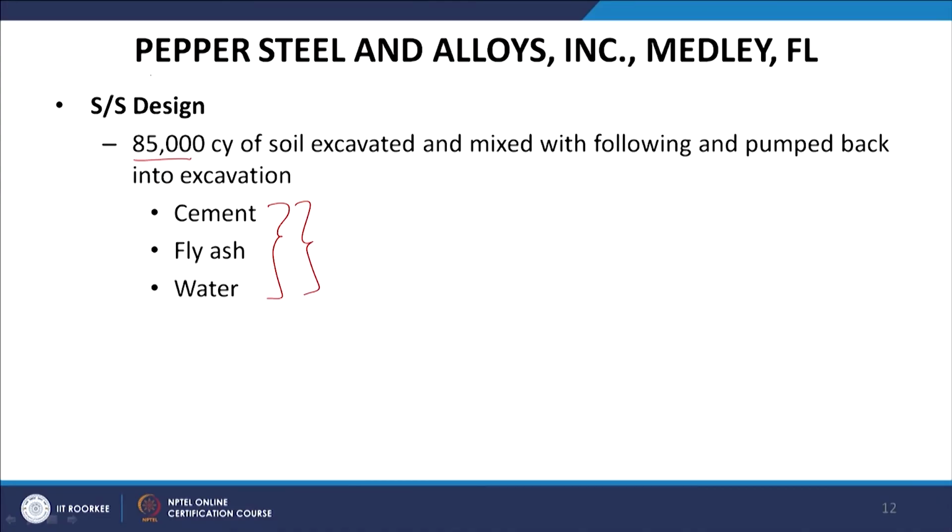There is a particular reason why most people use cement and fly ash. One is the cost and the ease with which you can work with them, and also it has been seen that for a wide variety of contaminants, cement and fly ash and the relevant water forming the CSH matrix is doing the job pretty well. I am presenting this example to reinforce that aspect. It was mixed with the following and pumped back into the excavation, so they are backfilling with the same treated soil.